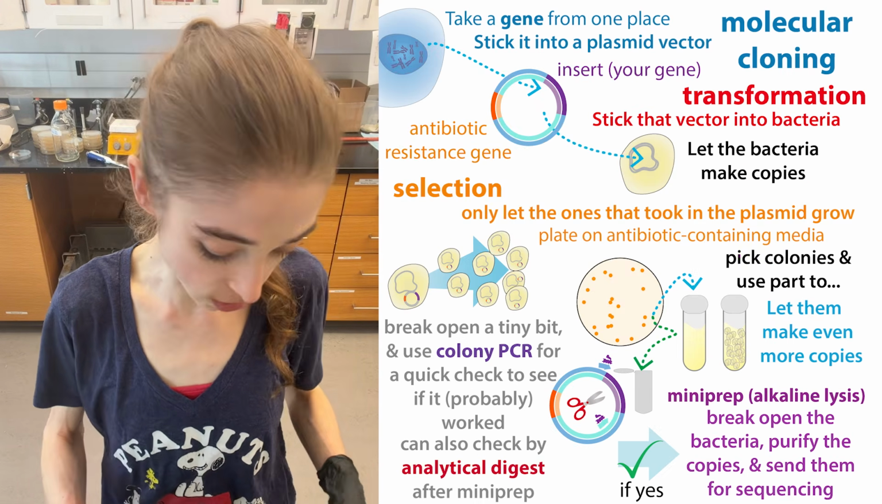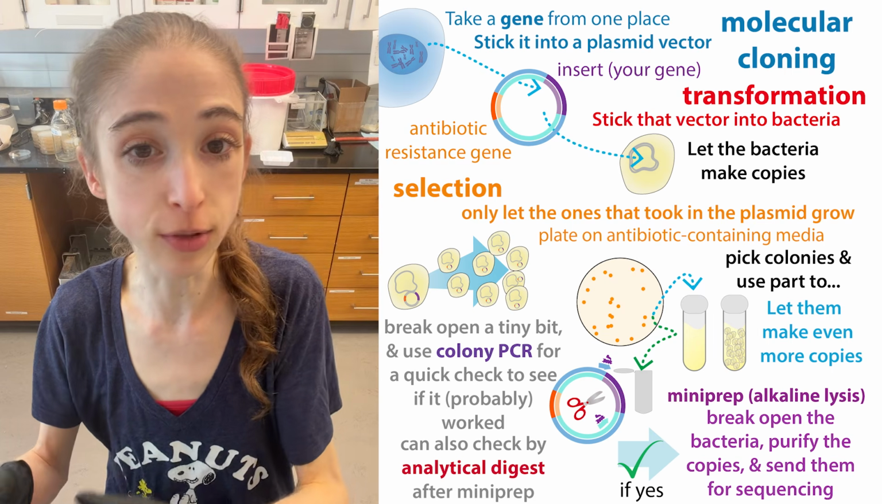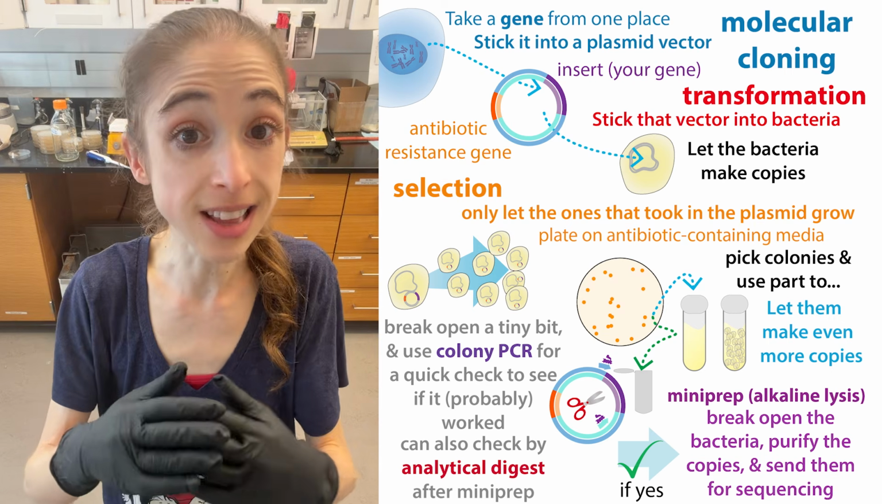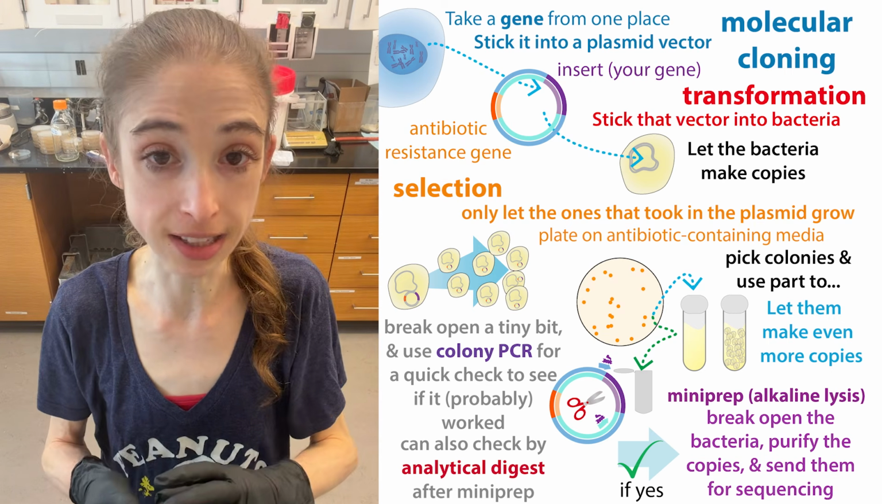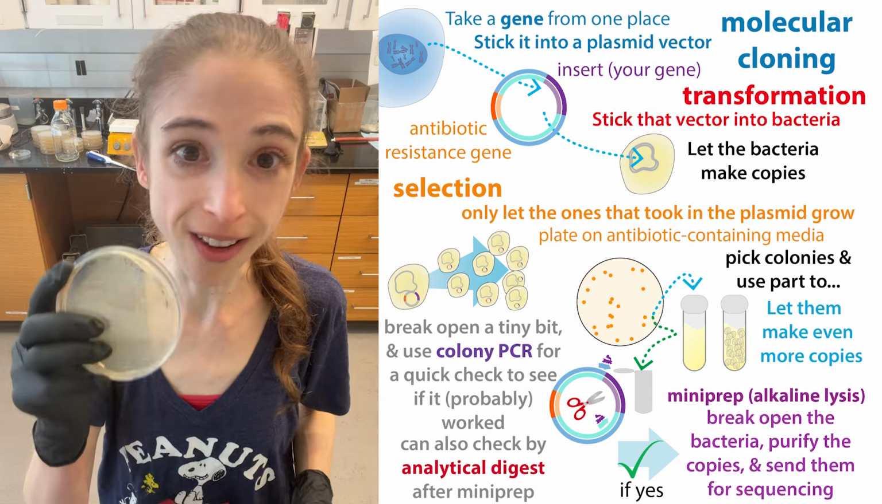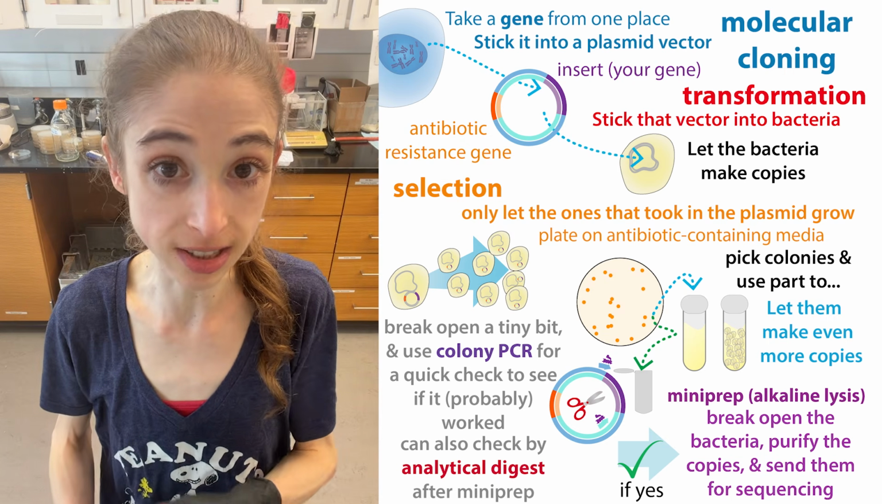And so you want to isolate single colonies and send them for sequencing to make sure that it is the version that you want and that there aren't any errors elsewhere in the plasmid. And this is a good start though, having colonies to go and actually be able to sequence.